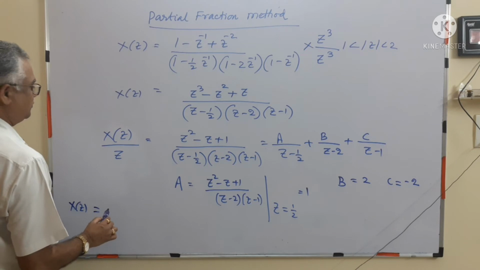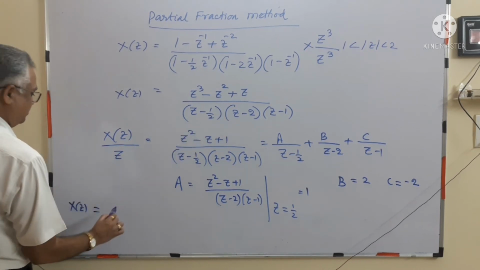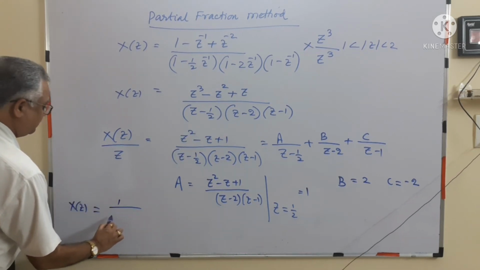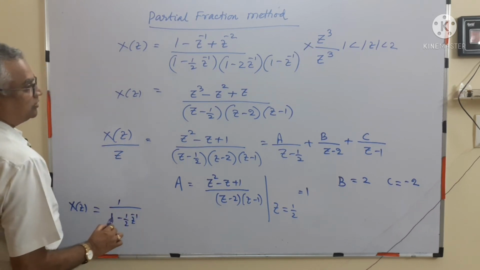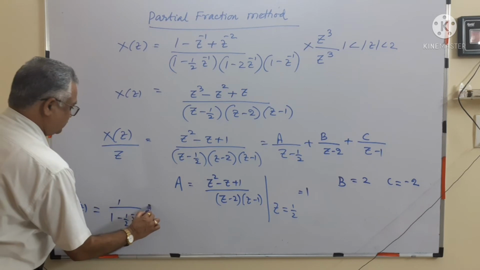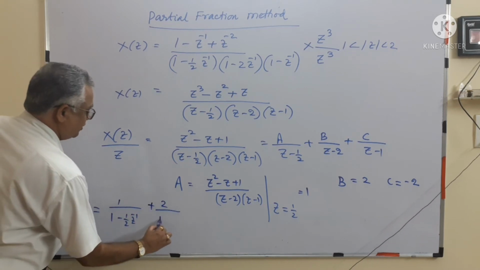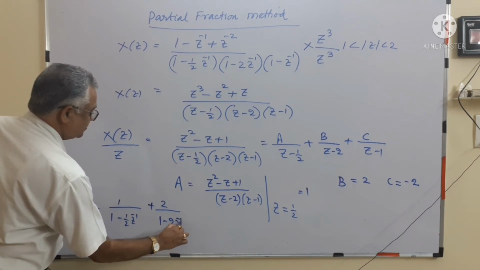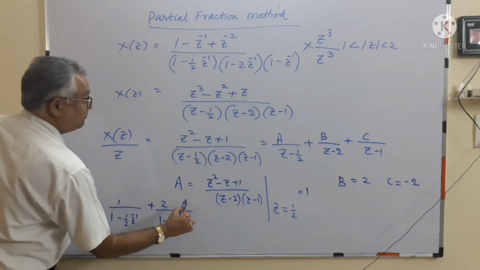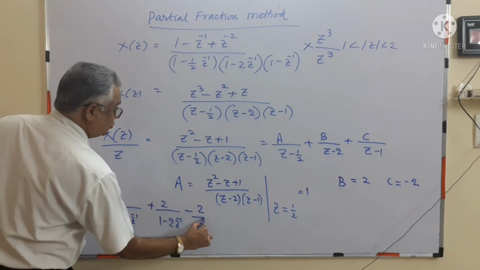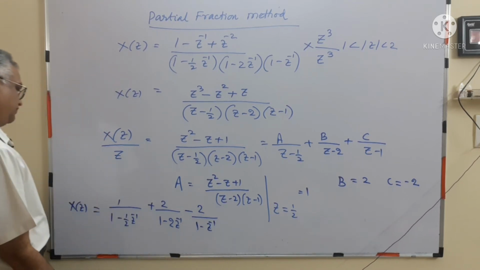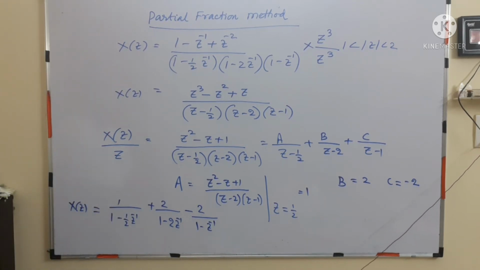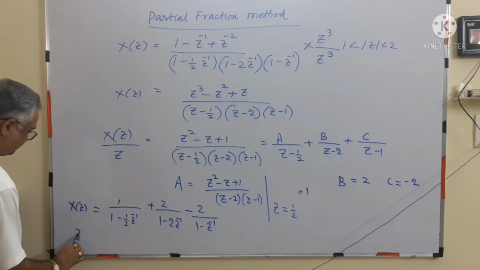A is 1, so the z will go there. So it is 1 by 1 minus z inverse. Then B value is 2, 2 by 1 minus 2 z inverse. Then C value minus 2, so minus 2 by 1 minus z inverse. This is X of z. What we want? X of n.